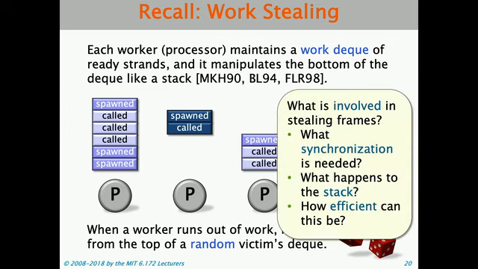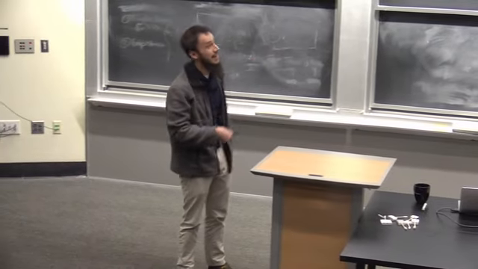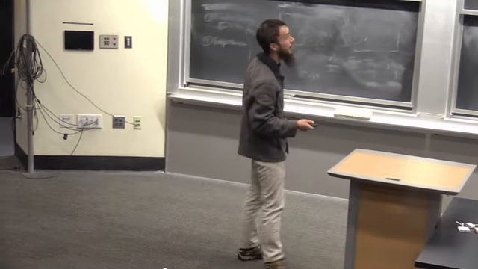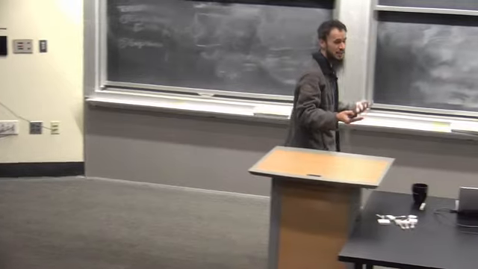And so if we think about it, there are a lot of questions that arise. What's involved in stealing frames? What synchronization does the system have to implement? What happens to the stack? It looks like we just shifted some frames from one processor to another, but the first processor, the victim, still needs access to the data in that stack. So how does that part work? And how does any of this actually become efficient?